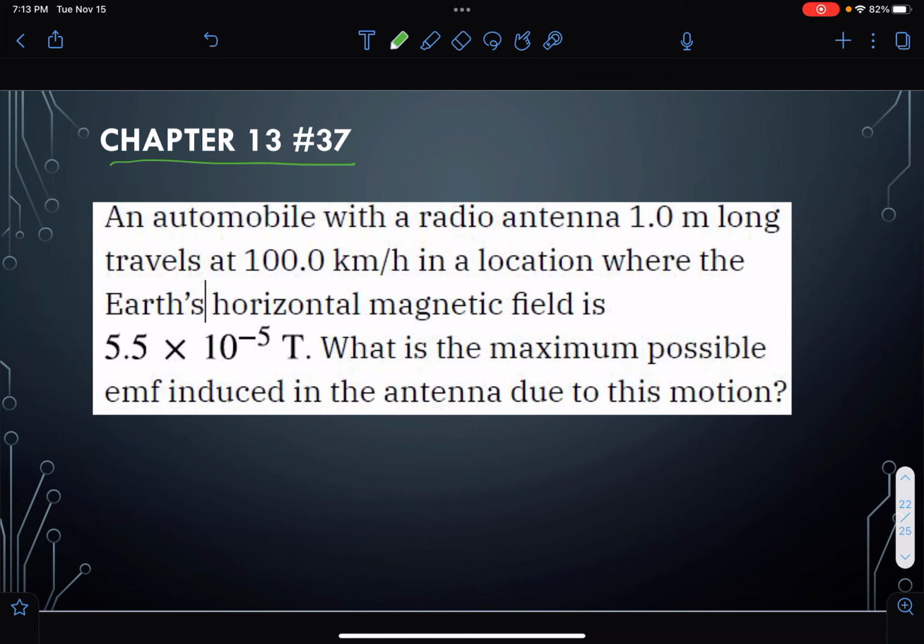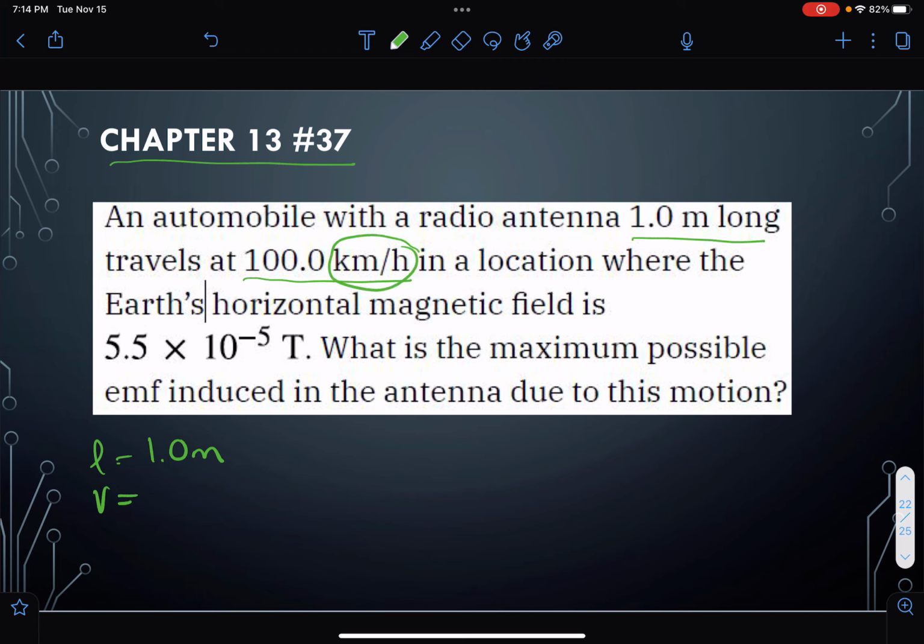An automobile with the radio antenna of 1 meter long travels at 100 kilometers per hour in a location where the Earth's horizontal magnetic field is 5.5 times 10 to the negative 5 Tesla. What is the maximum possible EMF induced on the antenna? Okay, so we have a length of a rod. We have a velocity that this rod is traveling.